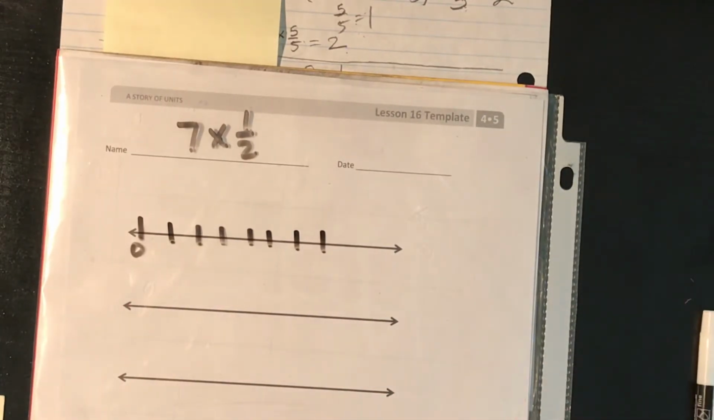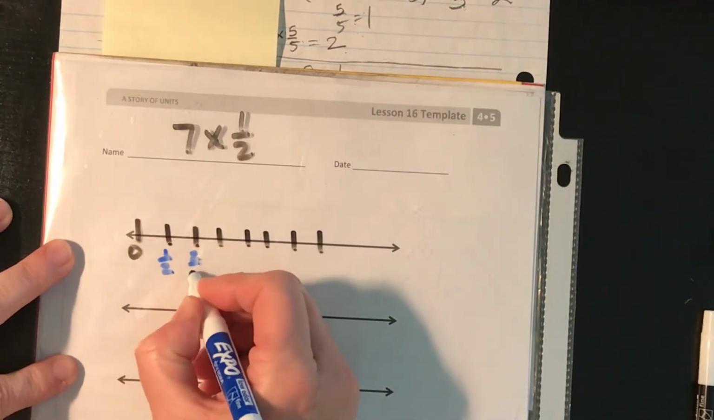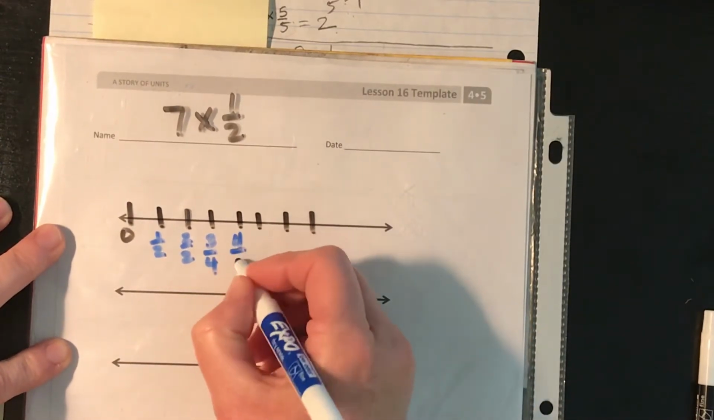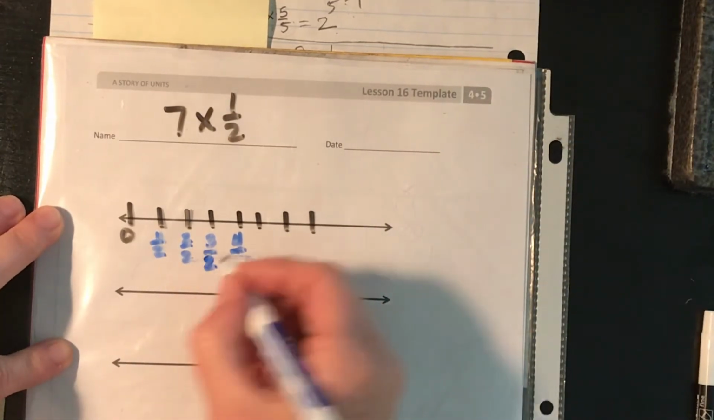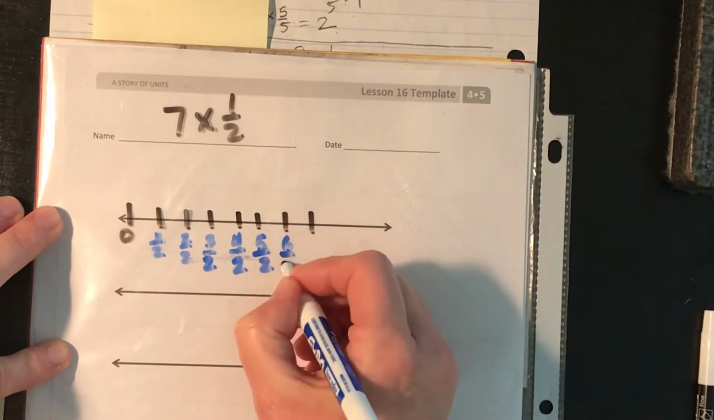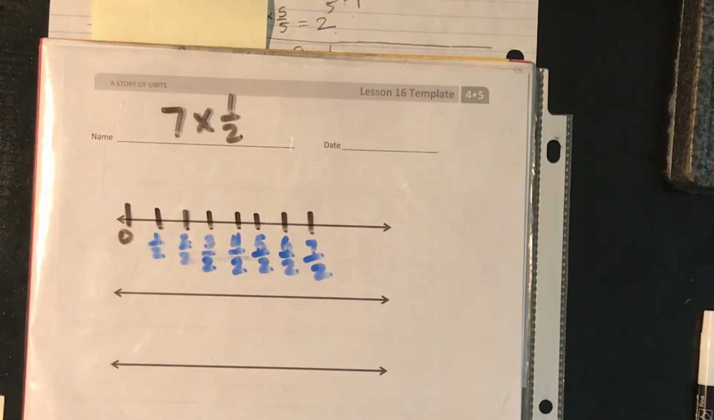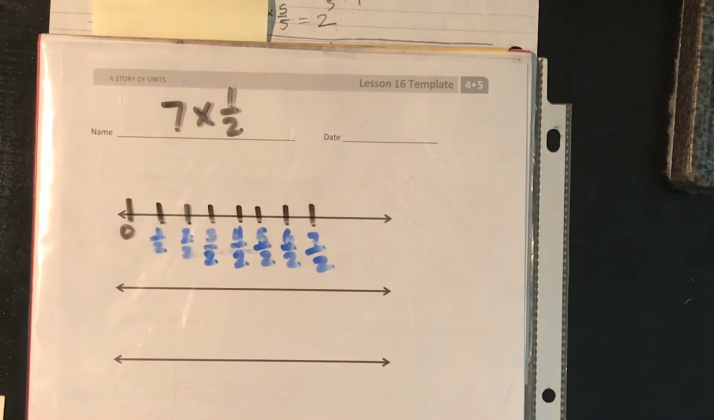I know that they each represent 1/2. 1/2, 2 halves, 3 halves, 4 halves. Oh, I switched to fourths somehow. 3 halves, 4 halves, 5 halves, 6 halves, 7 halves. So I can see that that did work. 1/2, another half. I keep going till I get to 7 halves. If I did 1/2 7 times, that would be 7 halves.